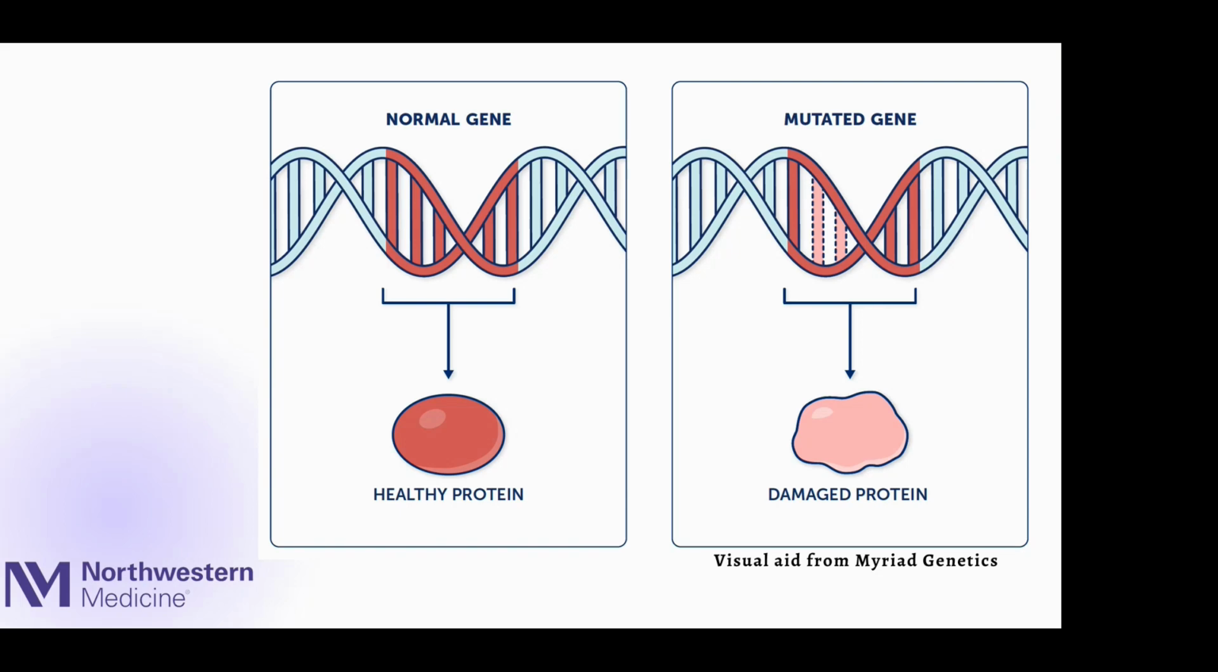But what the right image is showing is that when there's a harmful genetic change that causes that gene and subsequent protein to no longer work properly in our bodies, it's no longer regulating healthy cell growth. And these cells can continuously lump together to create a tumor over time.